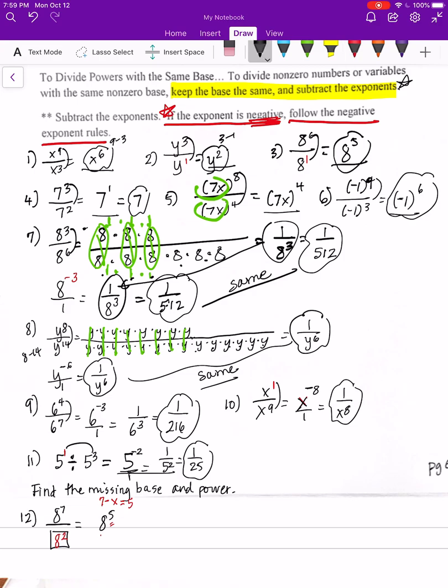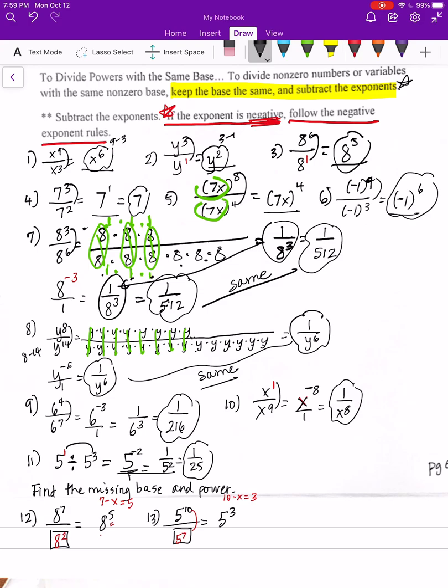Good. How about number 13? Again, remember, you can stop the video and try these problems out yourself. That would be a good idea. Keep the base the same. This is a 5, this is a 5, so this has got to be a 5. Then 10 minus what is going to give us 3? Hopefully you said 7, because that's really what it's saying. 10 minus what equals 3. So that'd be 5 to the 7th power.